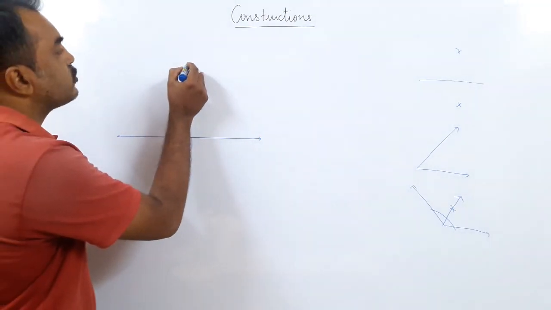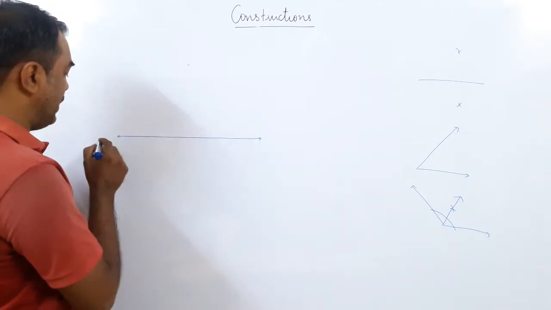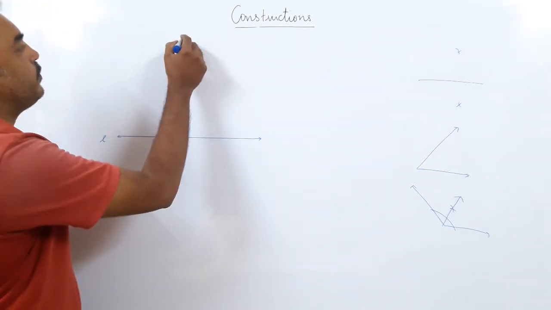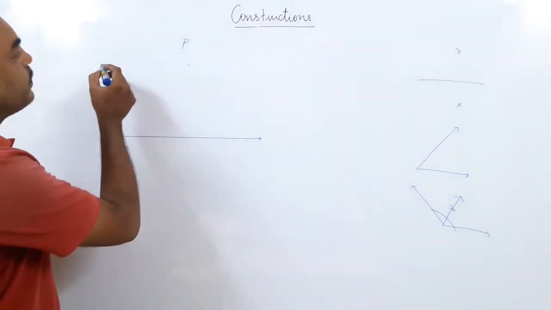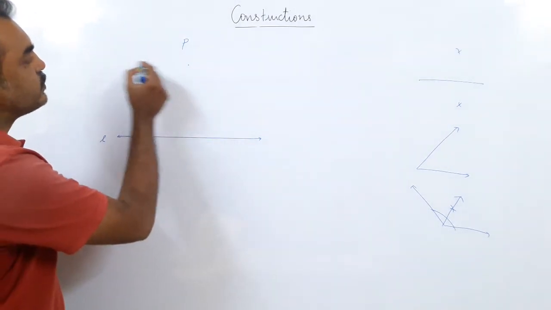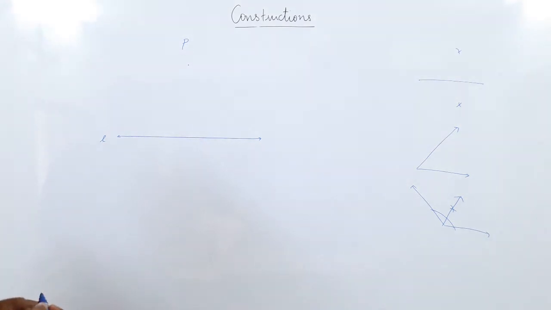Let us say our line has to pass through this point. So we have got a line L and a point P which is not on line L. I want to draw a line parallel to this line which passes through the point P. Now what mathematical conditions can you use here?